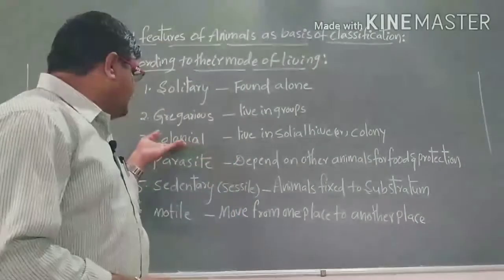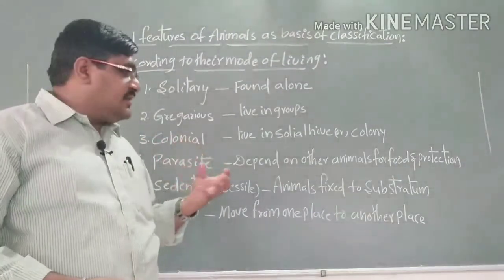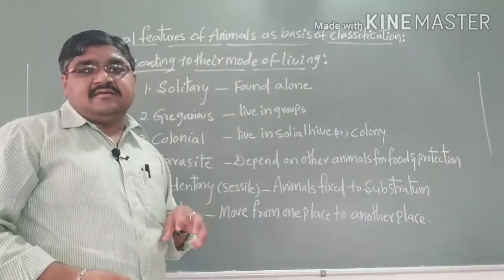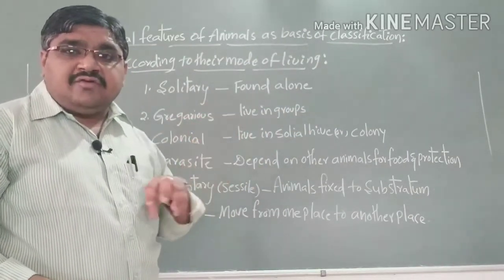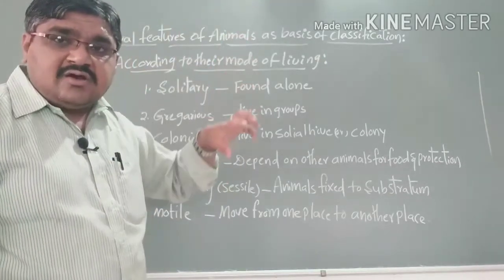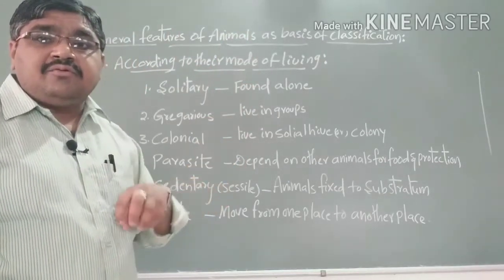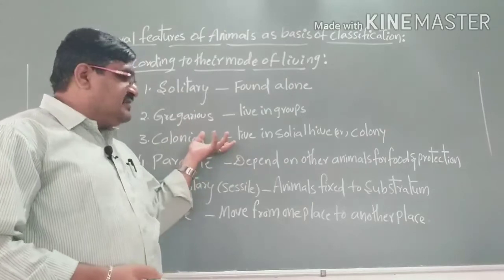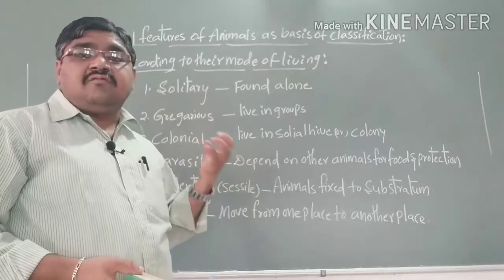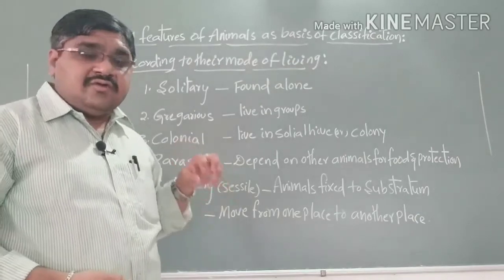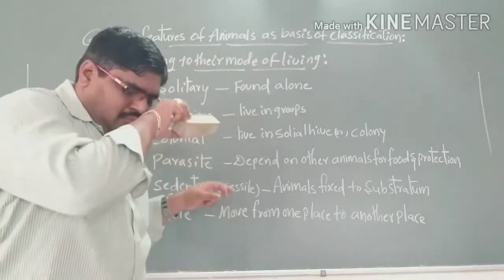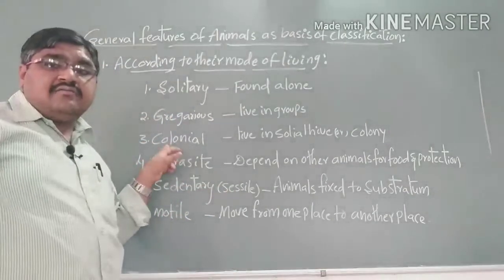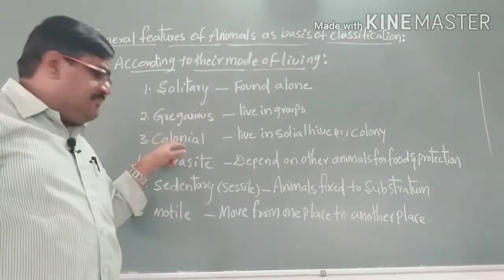Next, the third one, colonial. That means they live in a group, in hives or in the form of colonies. A group of individuals present together we call a colony. Colony means a group of individuals present together. So these animals live together in the form of groups, and we call them colonial forms.